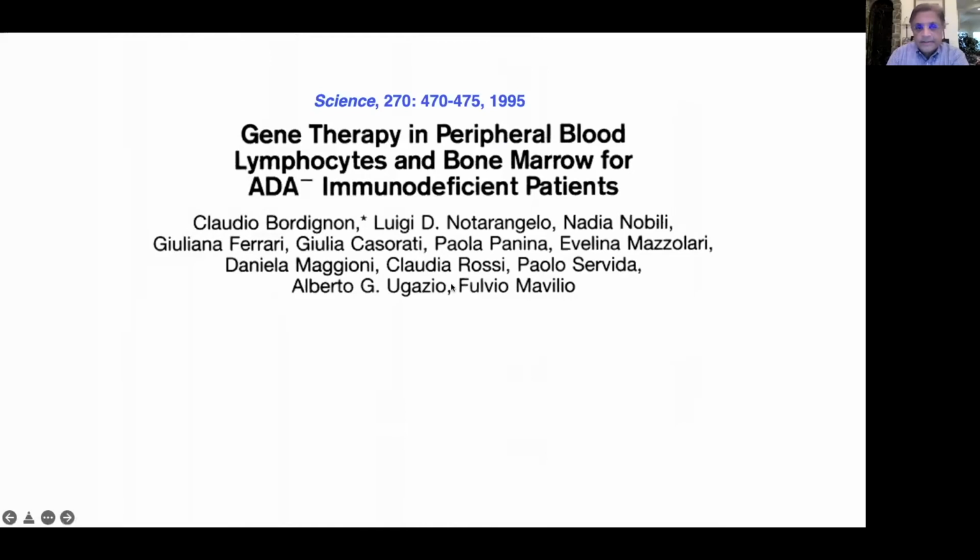The real success story came out of this trial with the ADA SCID. This was a trial done by Claudio Bordignon and Fulvio Mavilio in Italy, where they took 2 patients with ADA, the adenosine deaminase deficiency. They took their T and bone marrow cells, and then they infused them with the same retroviral vector, and then they followed these patients for 2 years and saw clinical benefit.